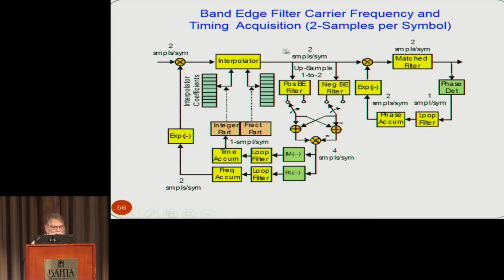So I ran the system at 2 samples per symbol, but before I did this conjugate product, I interpolated up. So the two band edge filters are running at 2 samples per symbol, interpolate to 4. You know how to do that. We're good at that, in fact. Then this little loop, which is doing the time recovery, runs at 4 samples per symbol, and the rest of the loops run at 2 and 1 sample per symbol.